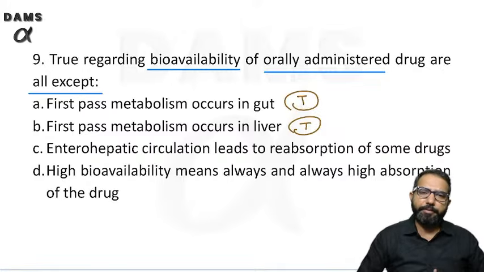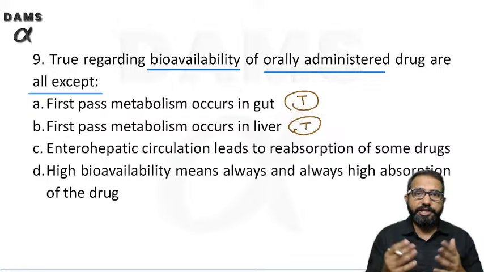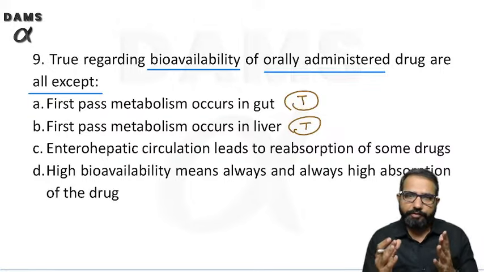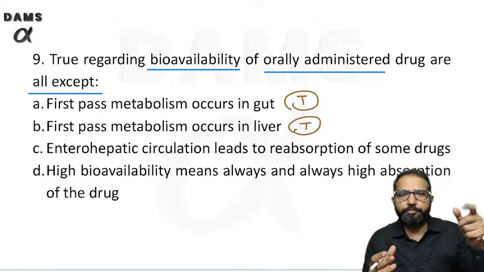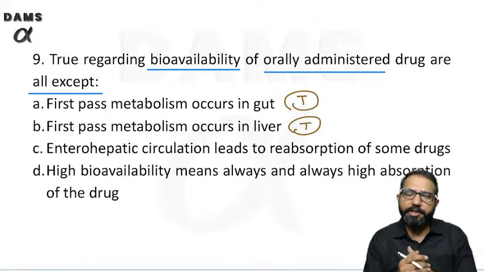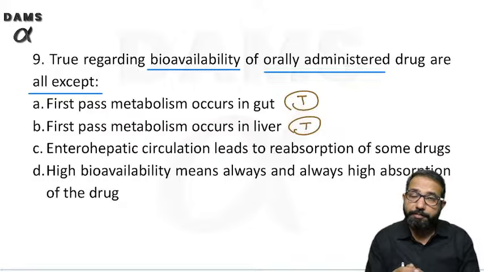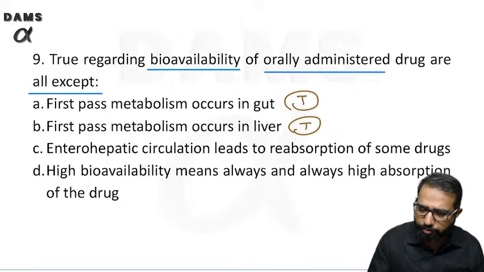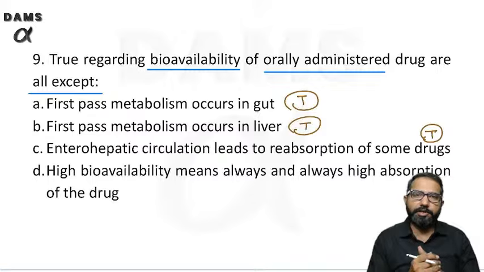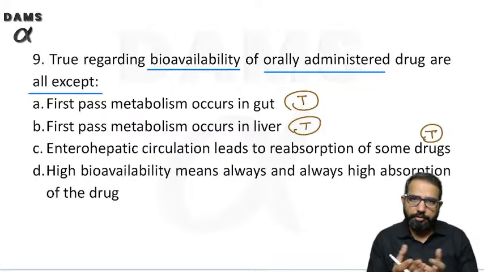In the gut we have the bacteria which contain deconjugase. So after deconjugation, estrogen is again free and it is reabsorbed. So this is enterohepatic recycling. So that helps in the reabsorption of some drugs. So that is also true. The best example I told you, the estrogen.